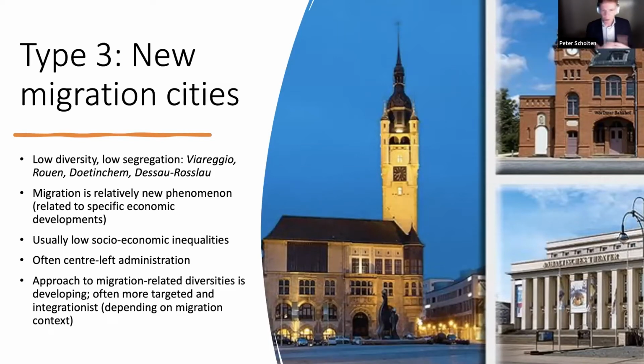Usually the cities have low socio-economic inequalities, which may be reflected in low segregation and low diversity. They often tend to have center-left administration, and there we don't see, I mean, if we would think in terms of traditional causality, we don't know what direction it would go. So does the center-left administration make sure that there's low segregation, or are cities with low segregation more likely to vote center-left? We don't know. And we often see that the approach to diversity is still developing, often in a more targeted and integrationist way, but very modest, very modest.